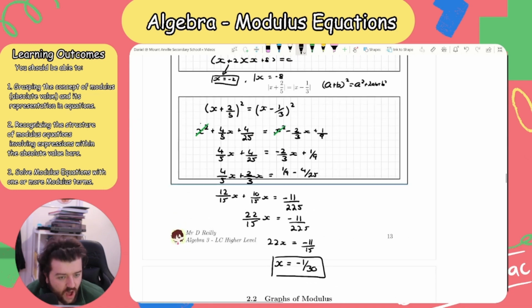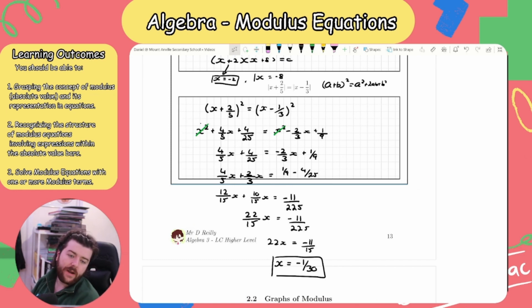How fun was that? Hate fractions. Right. Anyway, but there you go. There are just some questions on the modulus.